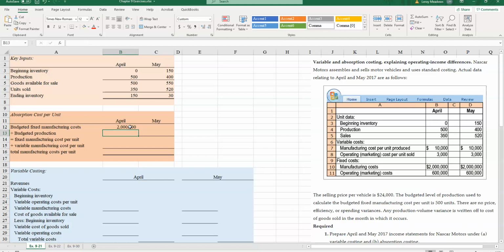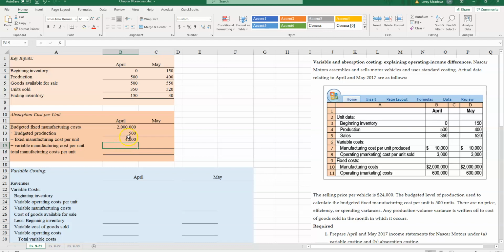Now, how many units am I budgeting to produce? Well, I'm budgeting, it told me here, 500 units per month. So I'm going to take that 2 million and divide that over 500 units per month. And when I do so, what am I going to get for cost per unit? $4,000 for fixed manufacturing cost per unit.